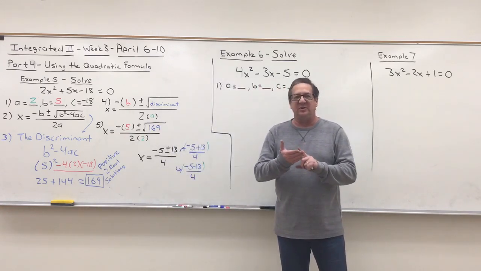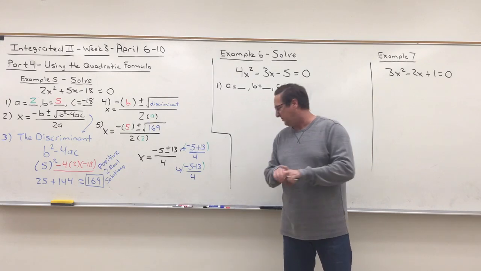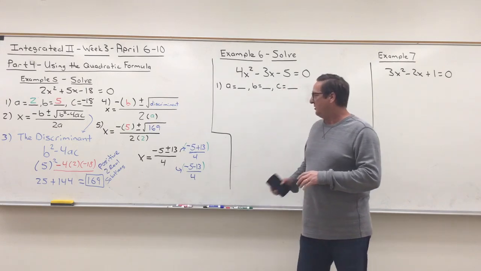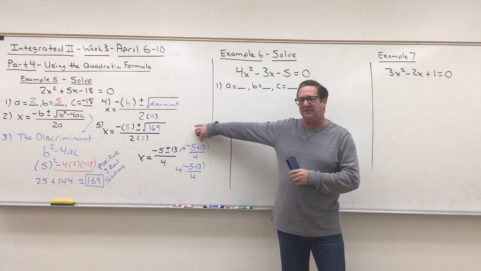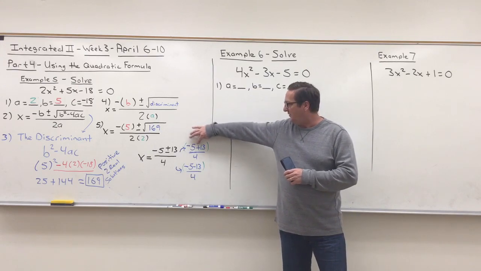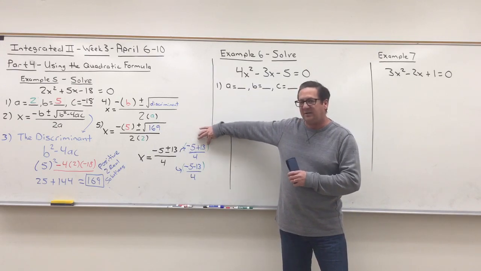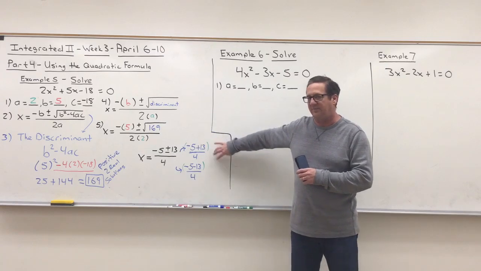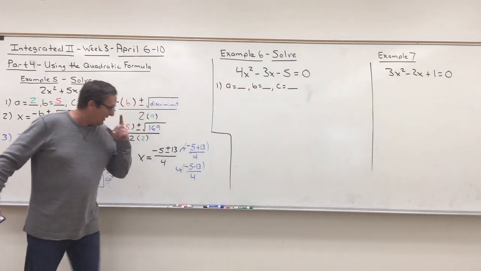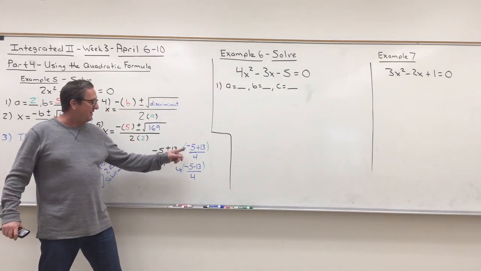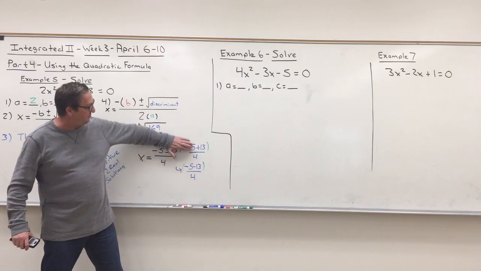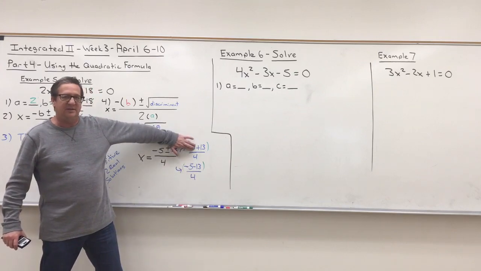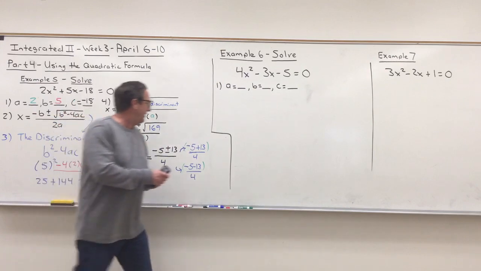And remember, if you're plugging in with your calculator, you need to either protect with parentheses, or you need to do -5 plus 13, hit equals, and then divide by 4. If you just type in -5 plus 13 over 4, it will do that instead. So be careful. All right.